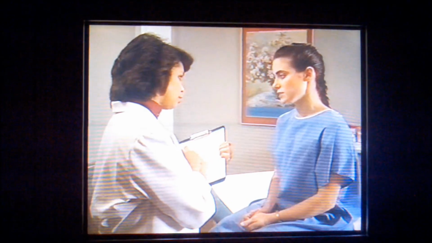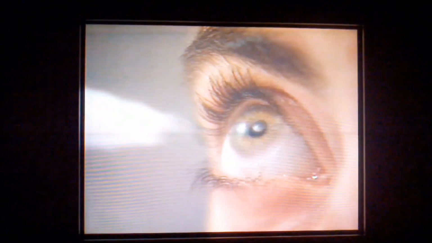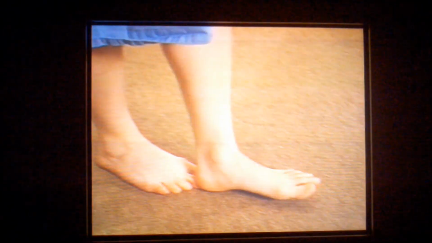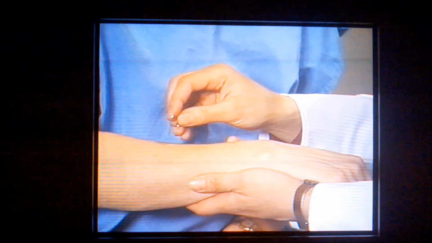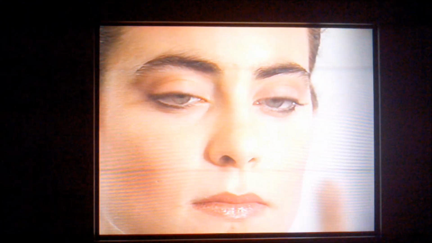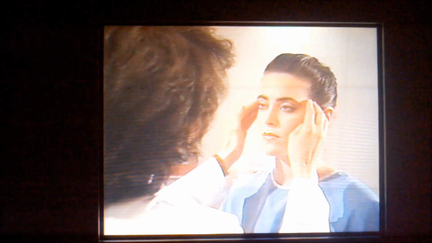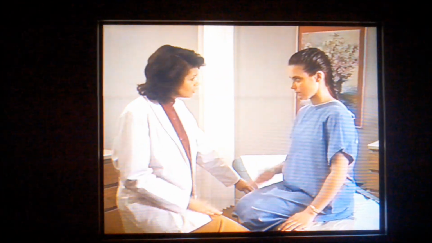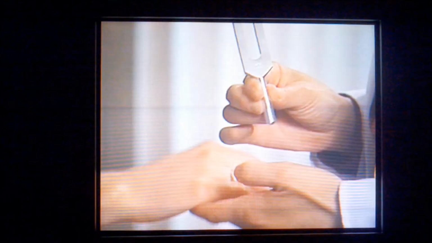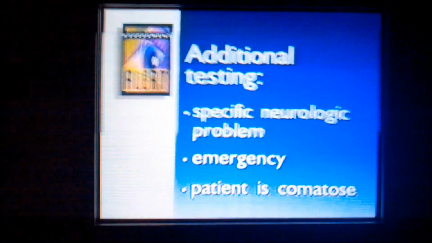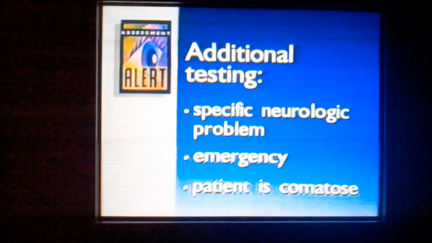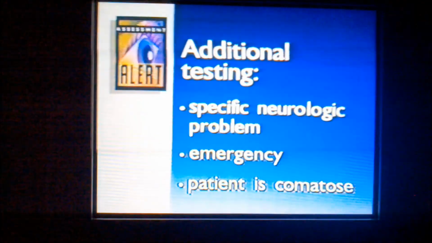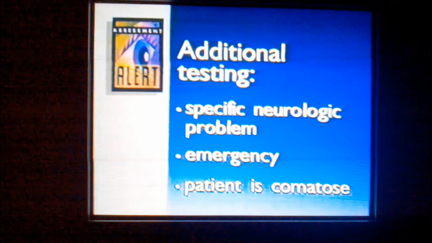Patient's mental status and speech, the cranial nerves, the motor system, the reflexes, and the sensory system. Keep in mind that the nervous system exam will vary widely depending on your patient's condition. This program will present the information needed to perform a baseline exam. If your patient has a specific neurologic problem or emergency or is comatose, she'll need additional testing.